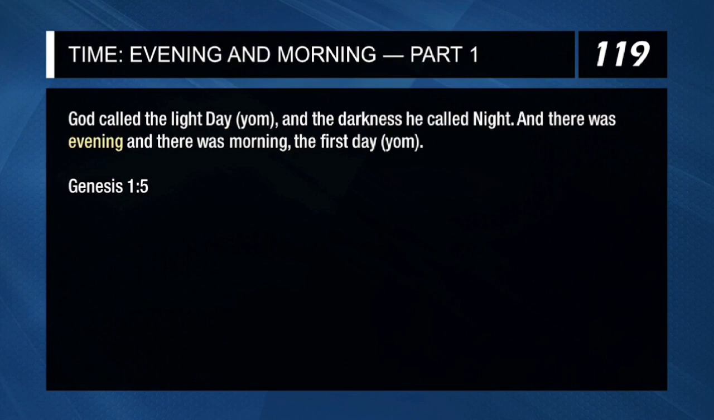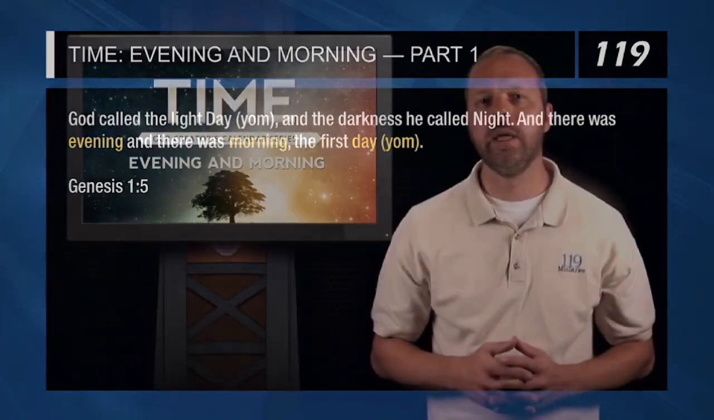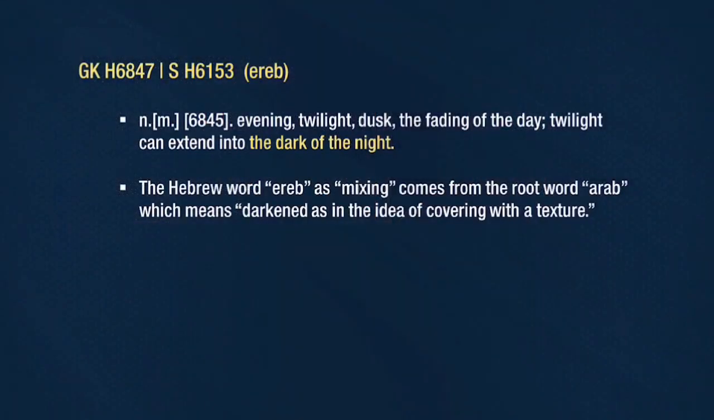And there was evening and there was morning, the first day. The first 24-hour period contained an evening first and then a morning. Darkness is night. Evening is the beginning of night. Here's Strong's definition of the Hebrew word for evening: evening, twilight, dusk, the fading of the day. Twilight can extend into the dark of the night.